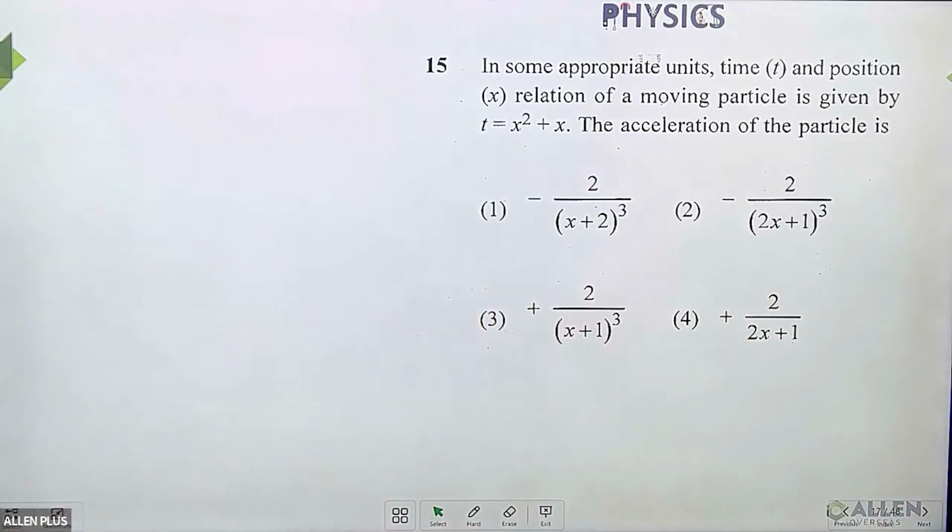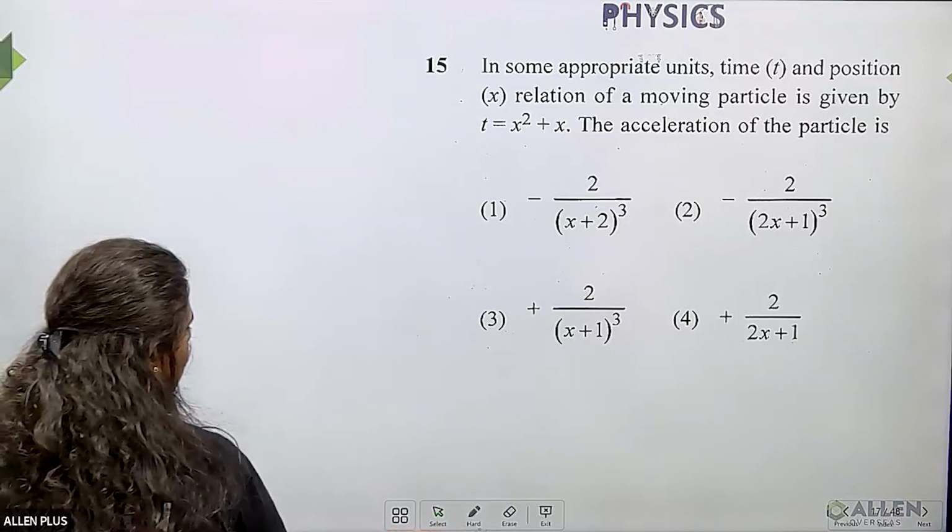The next question. In some appropriate units, time t and position x relation of moving particles is given by t is equal to x square plus x. The acceleration of the particle is? Now here they have given the relation between the position and the time. Double differentiation of x with respect to t gives us the acceleration value. That's what we have to do.